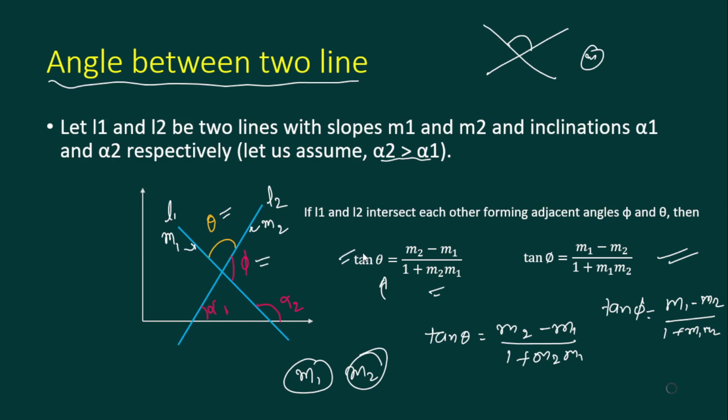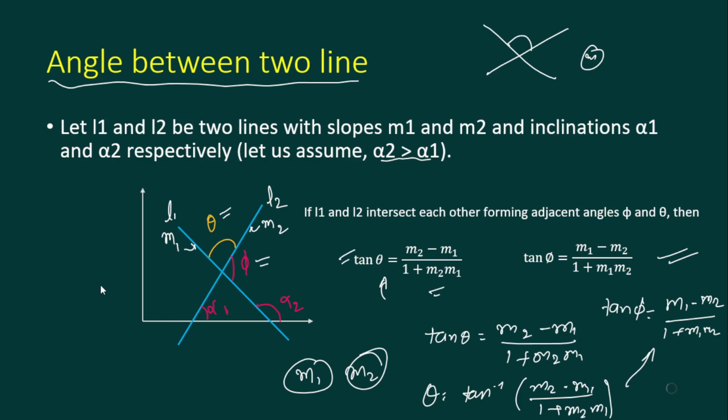For the theta angle, theta will be nothing but tan inverse of m2 minus m1 upon 1 plus m2 m1. By using this, and the same we will write for phi. So by using this you can find the angle between any two lines.